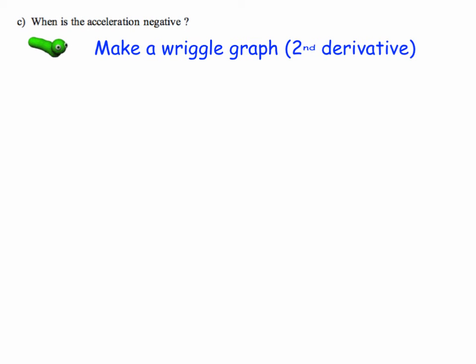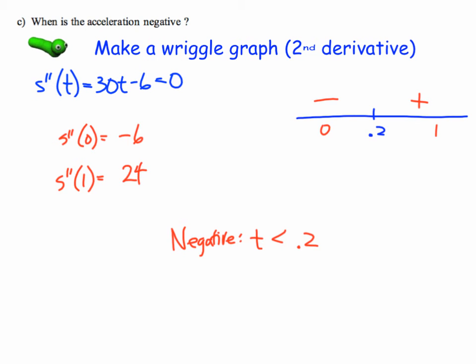When is acceleration negative? Well, in order to find out when it's negative, you're going to make a wriggle graph and check numbers on both sides of what you solved for t when acceleration was 0. So we found that acceleration was 0 at 1/5 seconds. So we plot that on a wriggle graph.